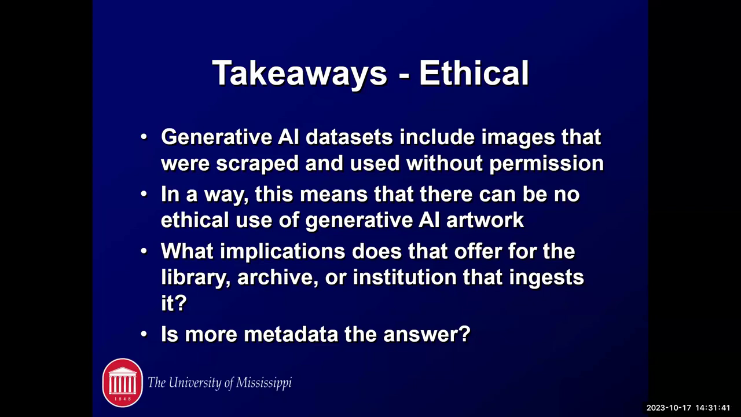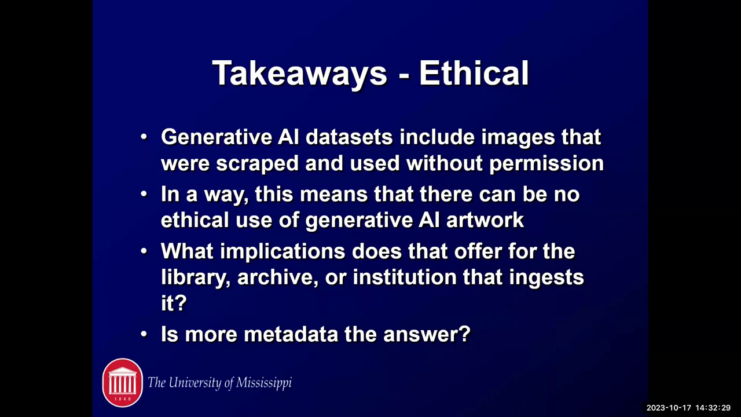And one of the other points that came up was, this may mean that there can be no ethical use of generative AI artwork, in the same way that there can be no ethical use of cocaine in a library. So what implications does this offer for a library archive institution that ingests such artworks? Is more metadata the answer? By providing more information about when, by whom, and how these images were generated? Does that address the ethical questions about the nature of these data sets and their potential for using things unethically or even in an abusive way?